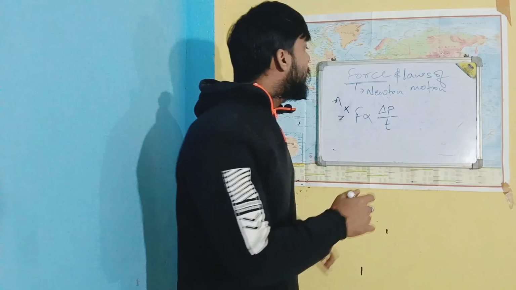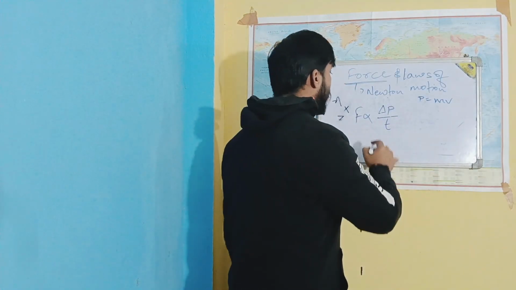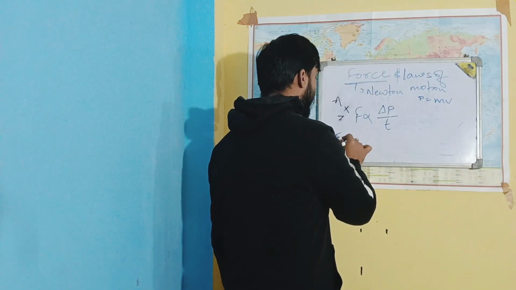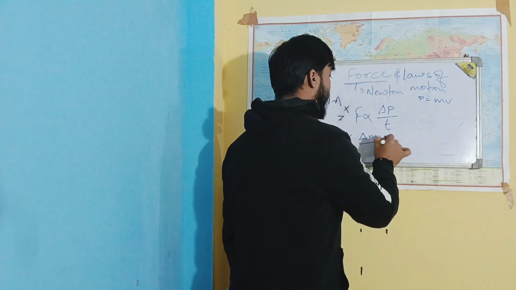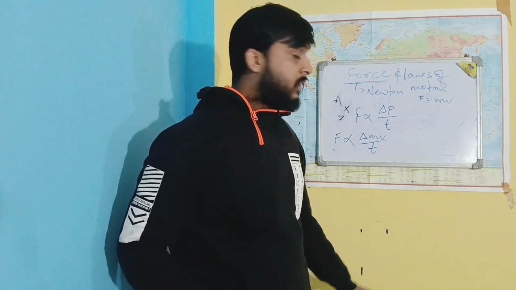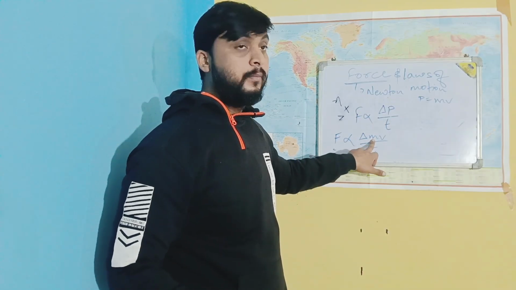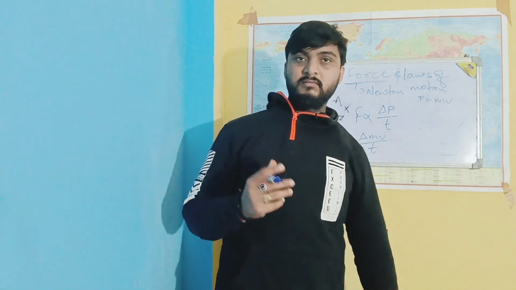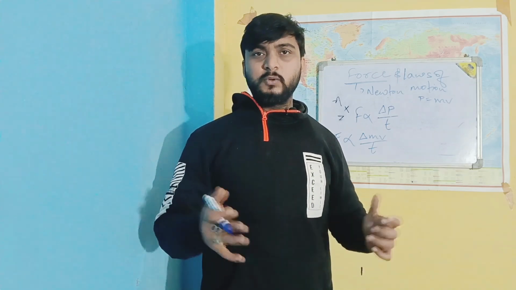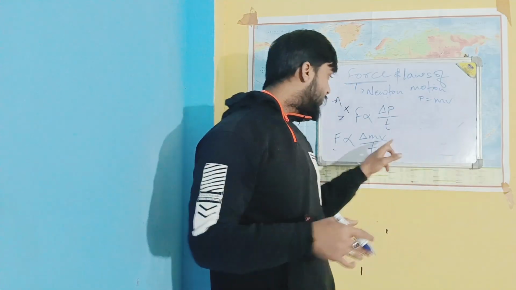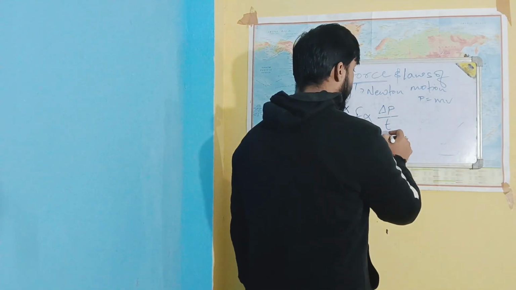So we know momentum p is equal to mv. So let us write it. F is directly proportional to delta mv by t, right? Force is directly proportional to the rate of change of momentum mv. The mass will be the same throughout the collision or the impact. The mass of an object is not going to change, right? But the velocity can differ, isn't it?